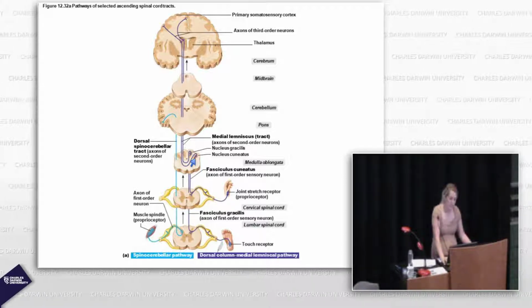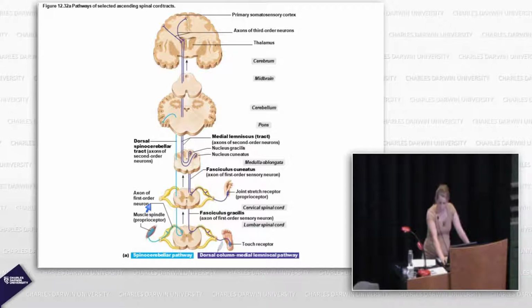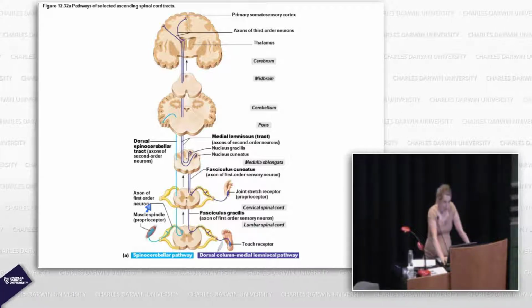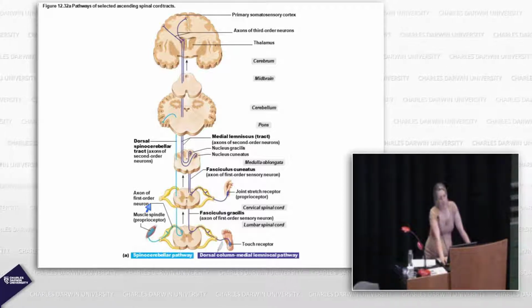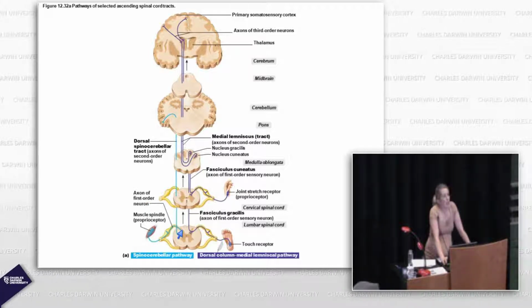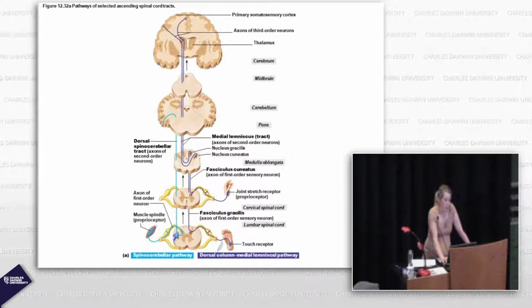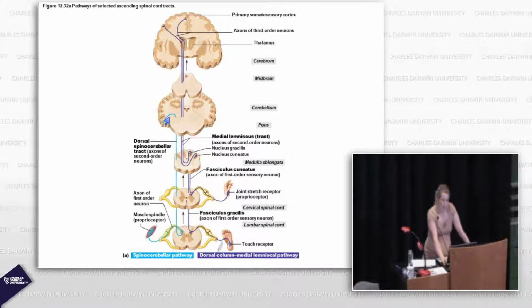On the other side here in the light blue, we've got the spinocerebellar pathway. For this one, the first order neuron has cell bodies in the dorsal root ganglion, and then it synapses with the second order neuron in the dorsal horn of the spinal cord. So travelling up from the dorsal horn up to the cerebellum in this case is that second order neuron.